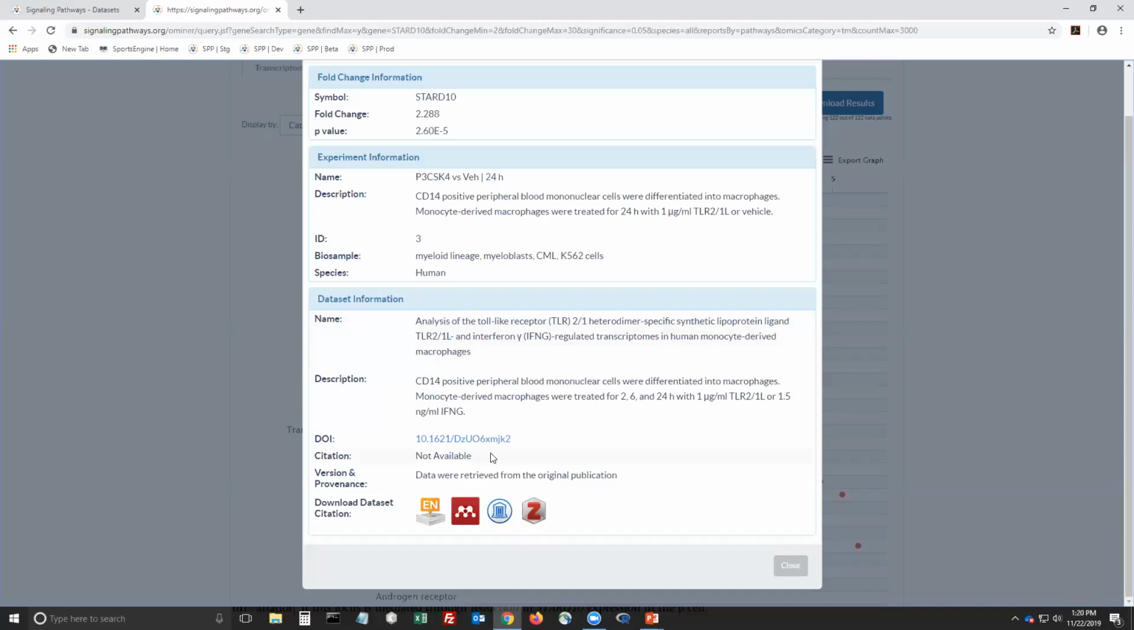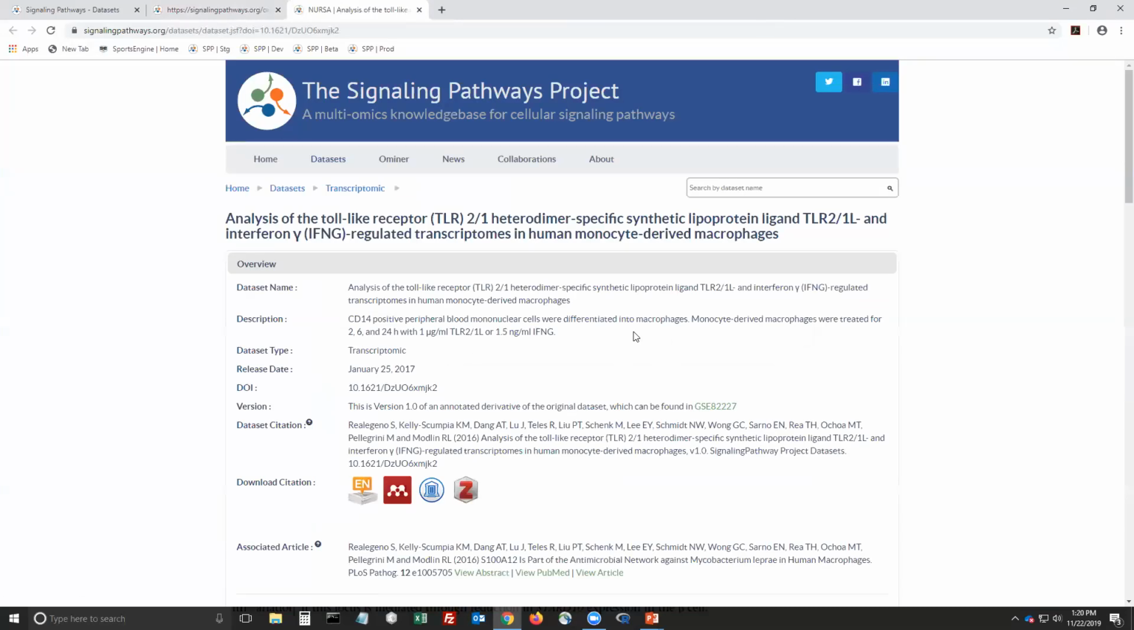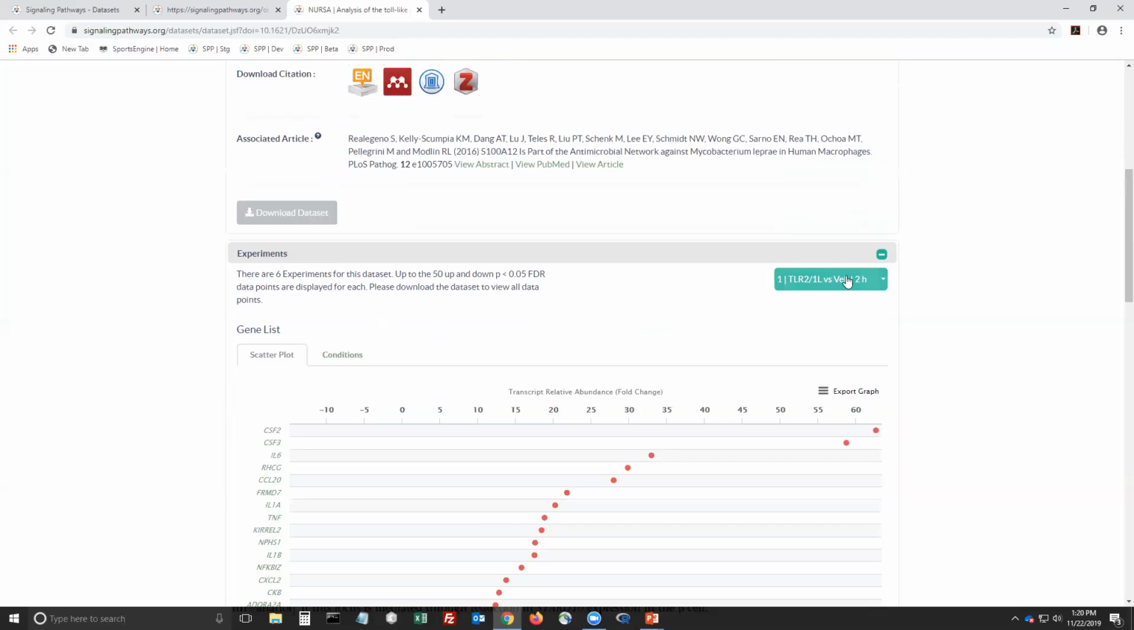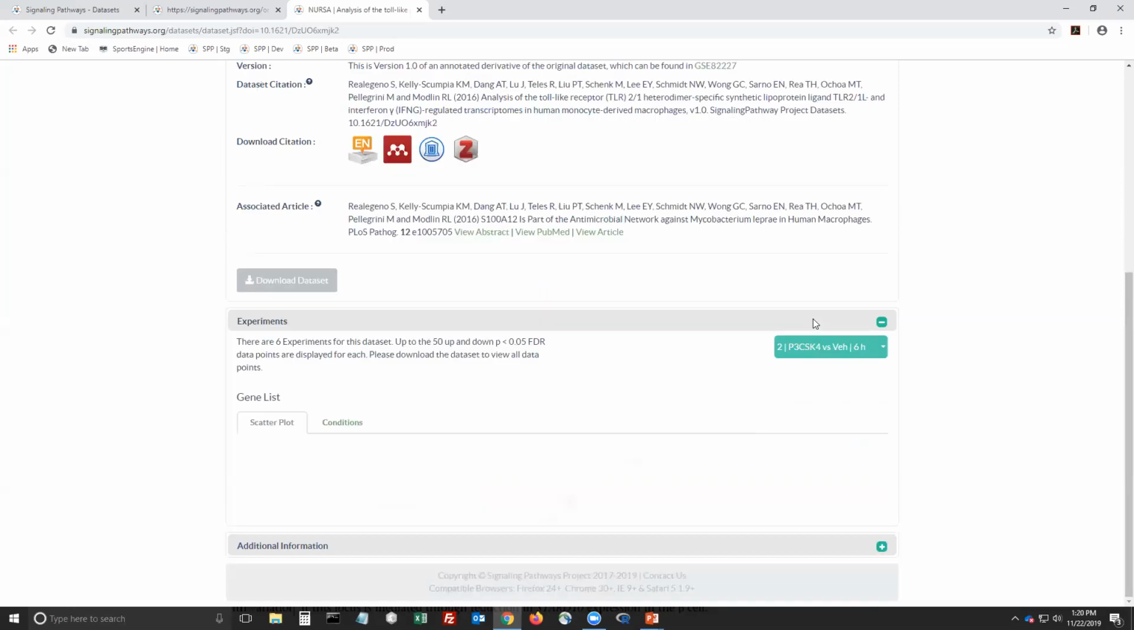Now, also, if you want to go directly and look at that data set to maybe see what other experiments were done, we now have a hyperlinked DOI that, if you click it, takes you directly to the data set page, and all of the various experiments that were done in that data set. The one we were looking at happened to be experiment 2.